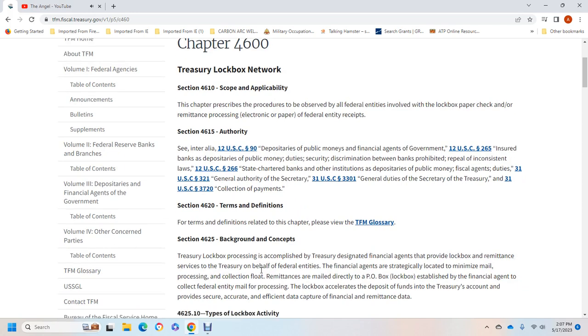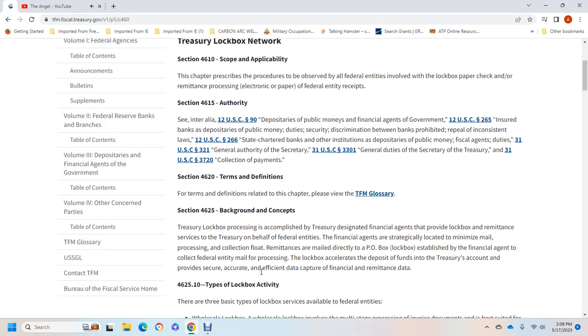Section 4625, Background Concepts. The Treasury Lockbox Network is accomplished with the Treasury designated financial agent to provide lockbox remittance processing services to the Treasury on behalf of the federal entities. Financial agents are strategically located to minimize mail time and process collections. Remittances are marked and directed to the P.O. Box established with the financial agent by the collecting federal entity. The lockbox accelerates the deposit of funds into the Treasury account, provides security and accuracy, and allows efficient capture of the financial and remittance data.